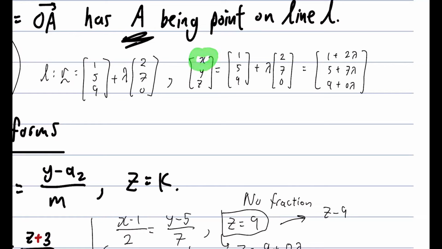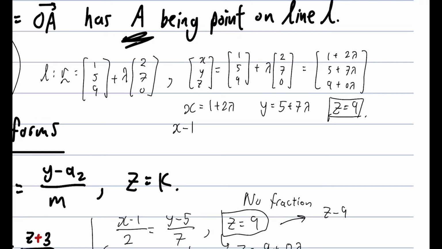So x is equal to the first component. So I conclude x equals 1 plus 2 lambda. Same thing. What is y? Y equals 5 plus 7 lambda. Very good. Then the last one? Z is just 9. Z equals 9. Then that's it, you can leave the z alone. But for the others, you can make lambda the subject.